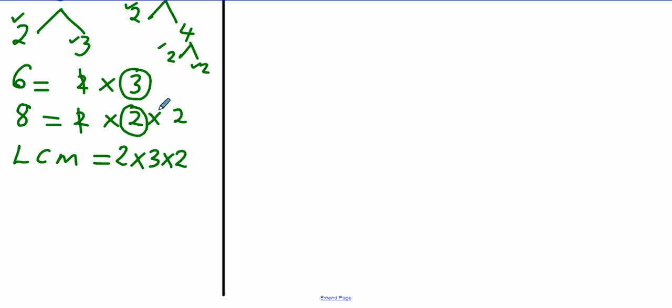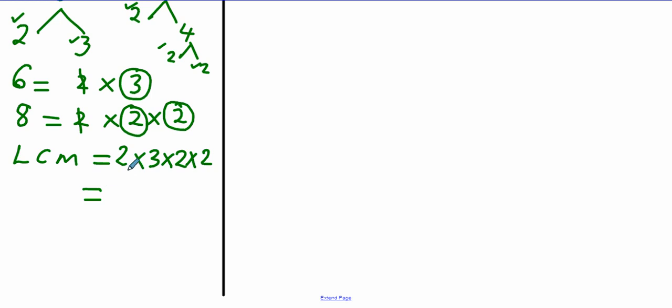Again, we have another 2 in 8, but we don't have any other 2 in 6. So that means this 2 is not common. We put a ring around that, and we record it. We just record it over here. Now, we are good to go for the LCM of these 6 and 8.